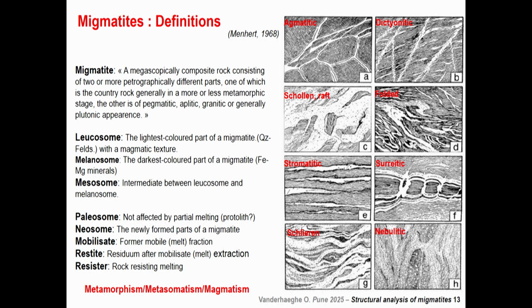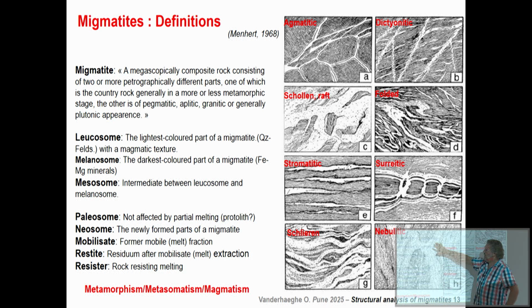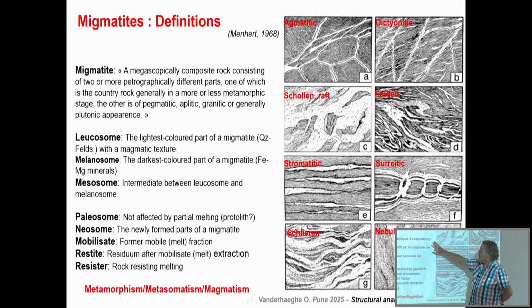I think what is more compelling is this type of definition, and that's the one of Menard. A megascopically composite rock consisting of two or more petrographically different parts, one of which is a country rock, generally in a more or less metamorphic stage. The other, so that's the gneiss, the other is pegmatitic, aplitic, granitic, or generally plutonic in appearance. That's the granitic part. So he added then this threefold definition: leucosome, melanosome, mesosome.